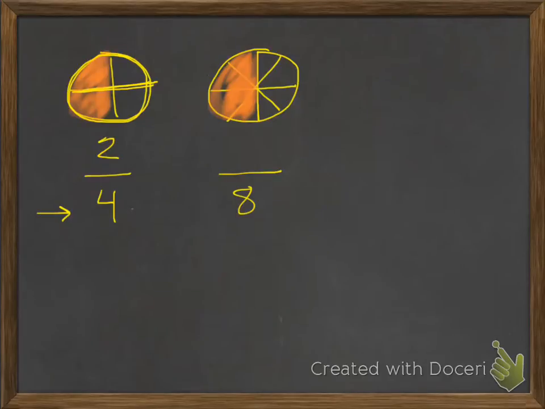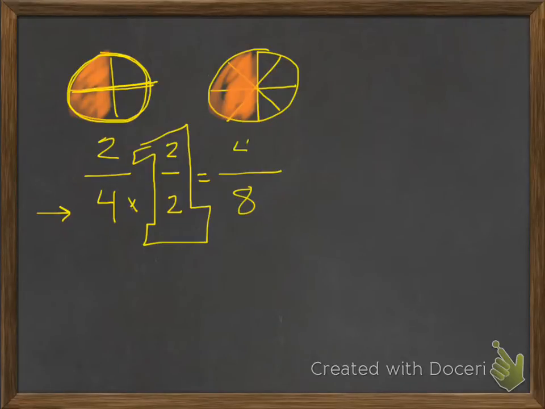4 times something gives me 8. What is it? 2. 4 times 2 equals 8. And whatever we do to the bottom of this, we have to do the top. Remember that? Because what we're trying to do is keep the value the same, and we're multiplying it by different fractions of 1. Okay? So 2 times 2 is 4. And let's look. 1, 2, 3, 4 of those pieces. That's how we do equivalent fractions.